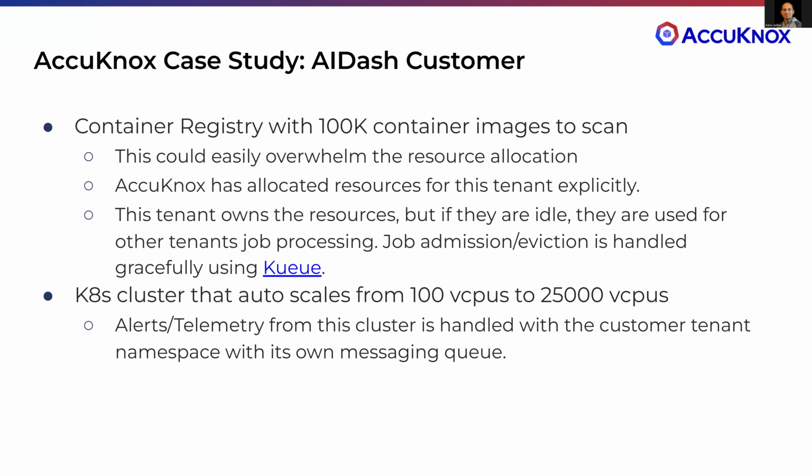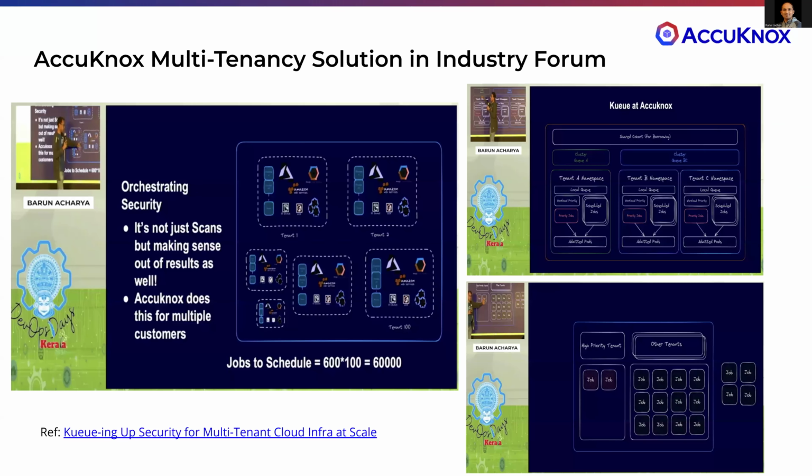The AccuKnox queue mechanism ensures that there is an upper limit to resource allocation on a per-tenant basis, and there are resources available for other tenants to execute their workloads. If no other tenants are executing their playbooks, then the resources are used by the AI Dash tenant, speeding up its own execution. This ensures optimal resource utilization, much faster execution times, and solves the noisy neighbor problem. The AccuKnox team has also shared some of these best practices in industry forums such as KCD and KubeCon.